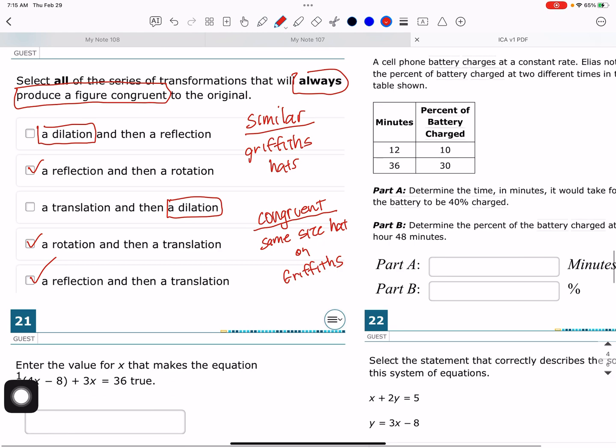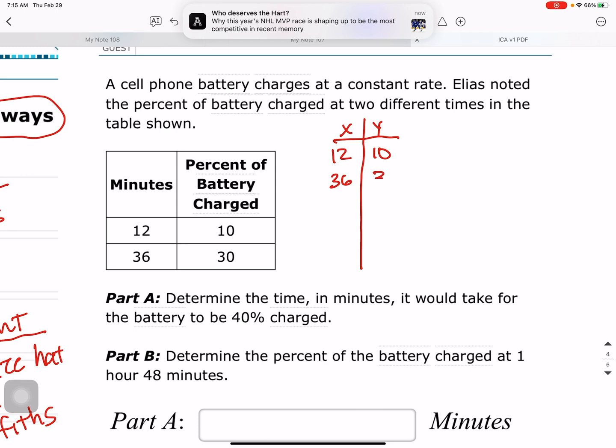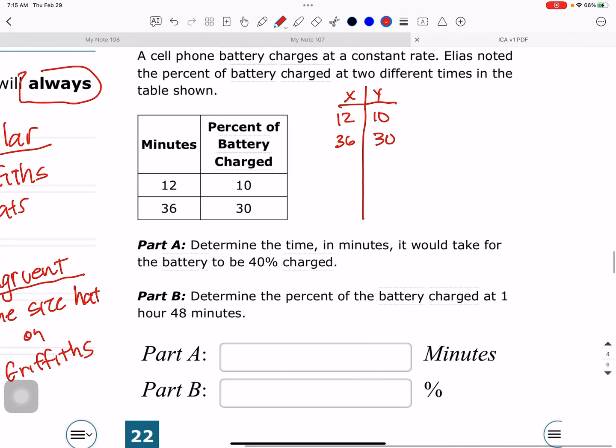Okay, number 20. We have an XY chart. We have 12, 10, we have 36, 30. They're asking us to find, for A, how long does it take to be 40% charged? So we have to fill in that blank. And then what if we do for hour 48, that's 108 minutes? What would that answer be?